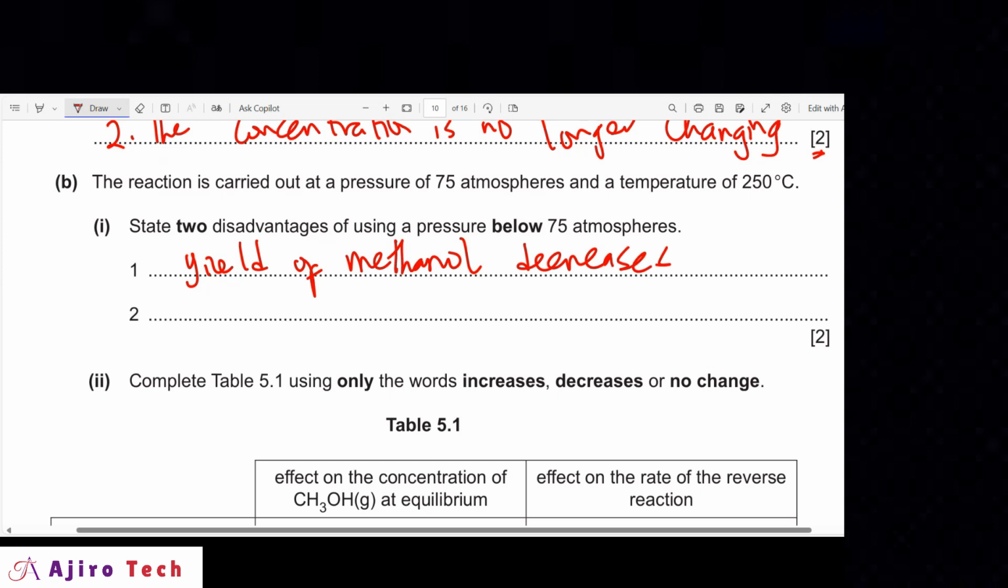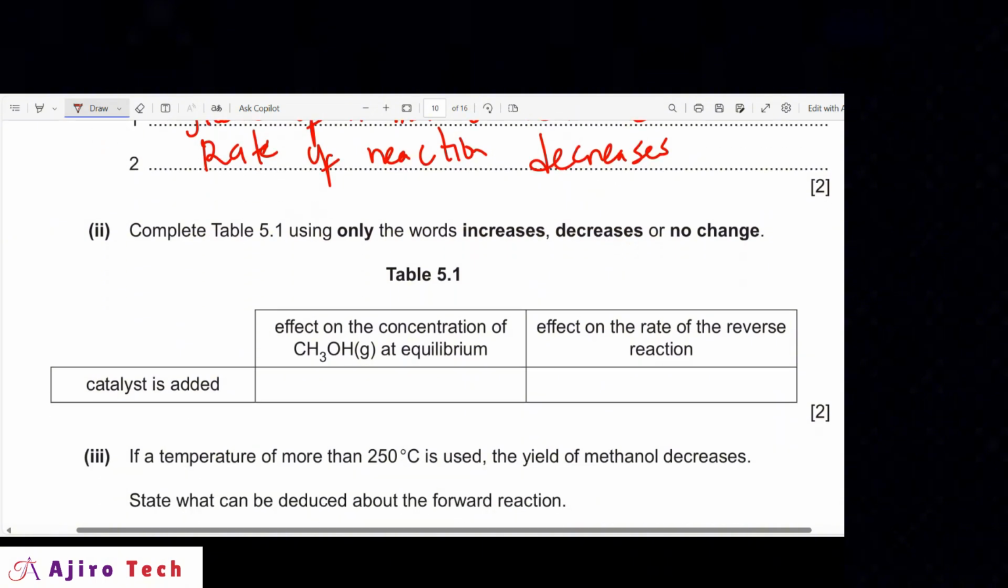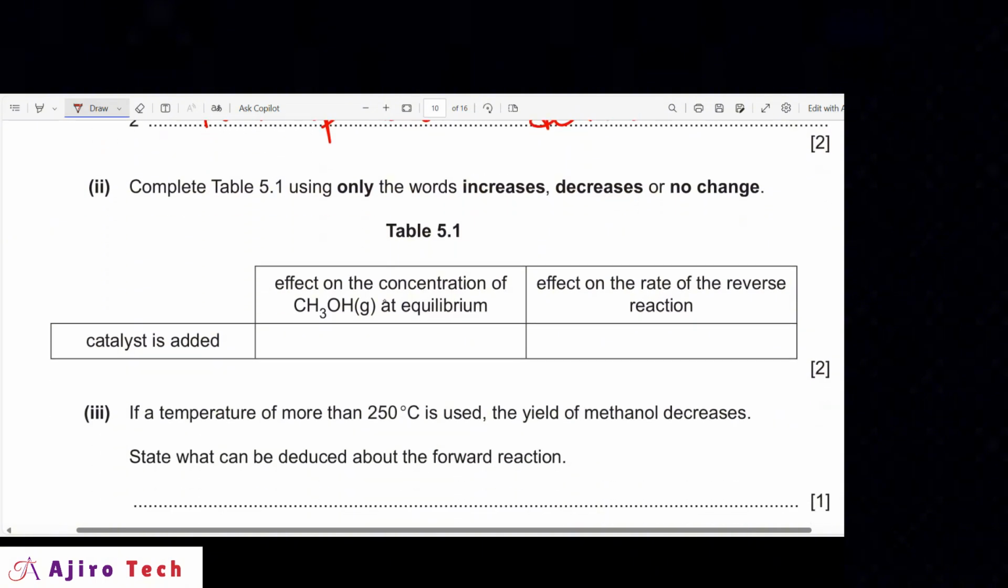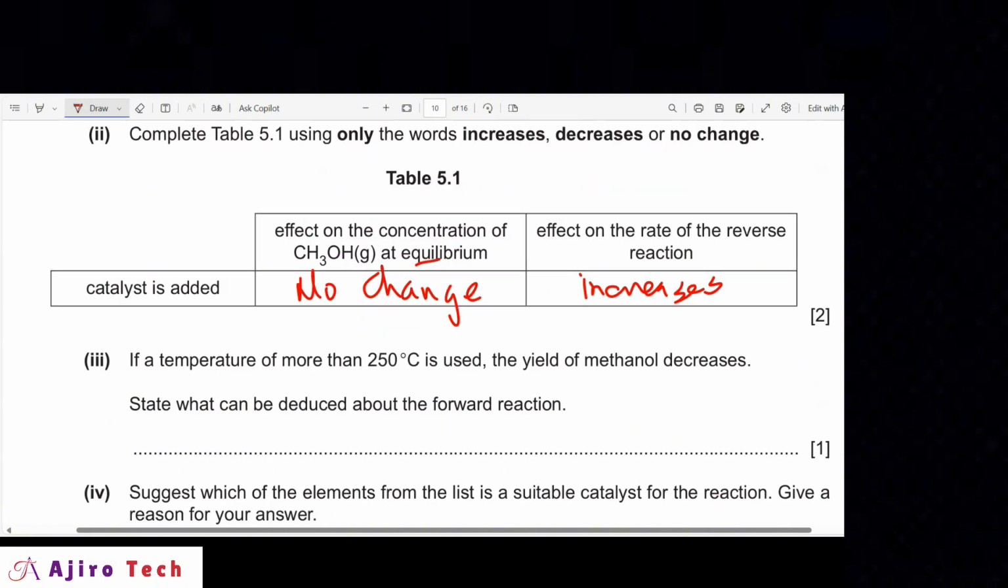Now, also in terms of rate of reaction, when you drop the pressure, what happens? The rate decreases. So the rate of reaction decreases. We talk about it in terms of equilibrium, and then in terms of rate of reaction. And that solves that question. All right, so effects of catalyst. When you add a catalyst to a reaction at equilibrium, of course, you know that there is no effect. And on the rate of the reverse reaction, a catalyst increases the rate of reaction. So increases here. These questions are quite easy.